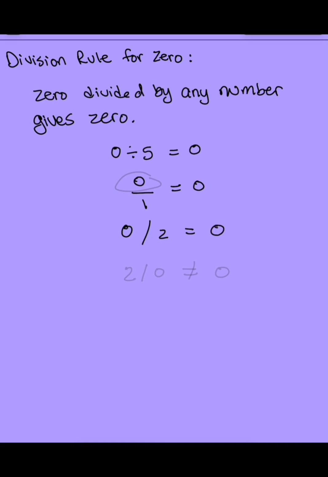But keep in mind, this only works for when 0 is in the numerator. So it is not true to say 2 divided by 0 equals 0. Saying 2 divided by 0 equals 0 is not true. That only works when you have 0 in the numerator.